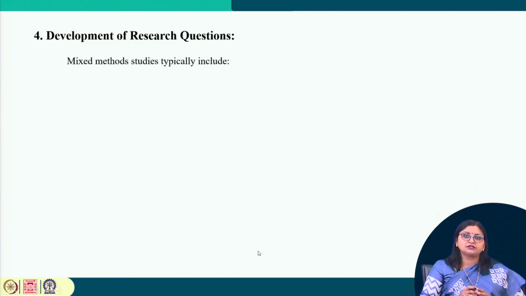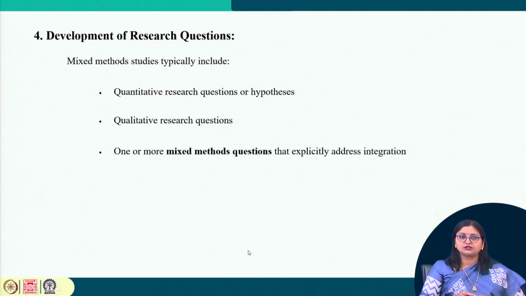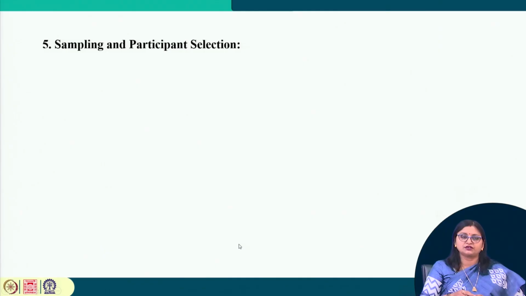So, the fourth step is development of research questions. Mixed method studies typically include quantitative research questions or hypotheses, qualitative research questions, and one or more mixed methods questions that explicitly address the integration in the mixed method design. These questions guide the design, data collection and analysis procedures in the research.